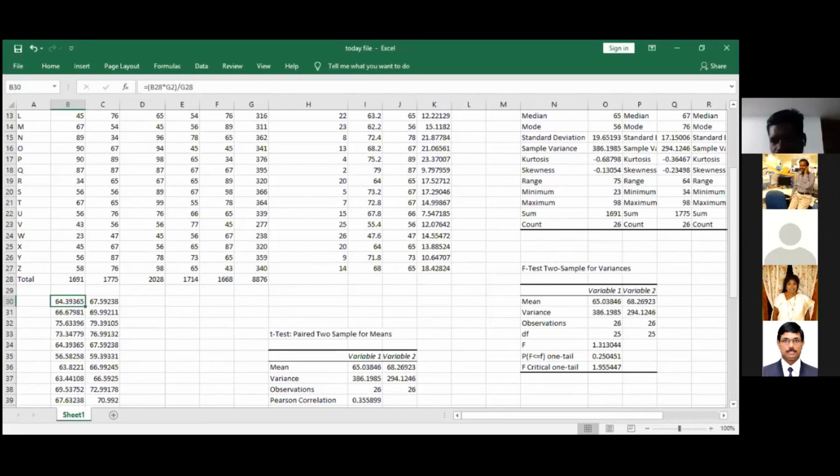After completing the hypothesis, you compare the table values and the p values. If the p value is less than the table value, the null hypothesis is rejected. If it is not rejected, it does not mean it is accepted. Somebody writes that the alternative hypothesis is accepted. That is totally wrong. It is only not rejected.